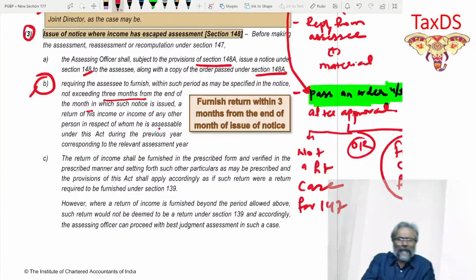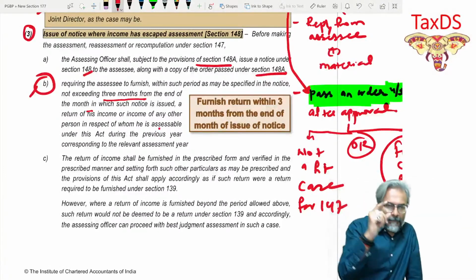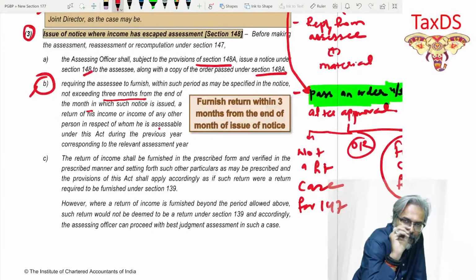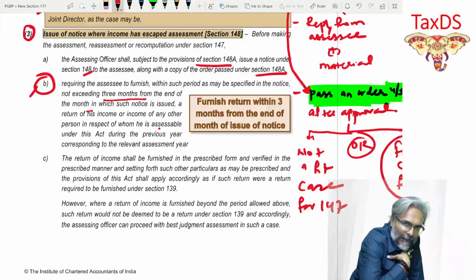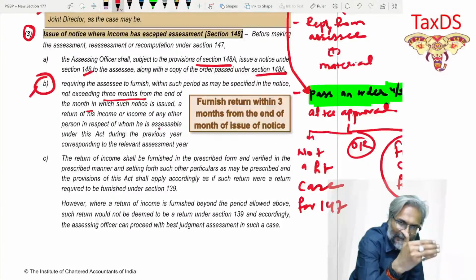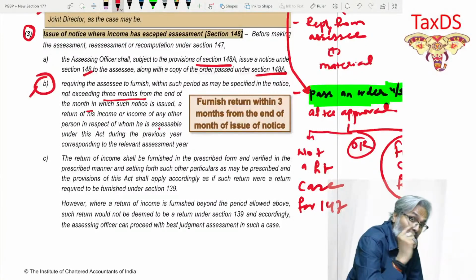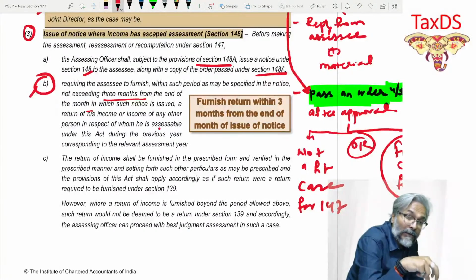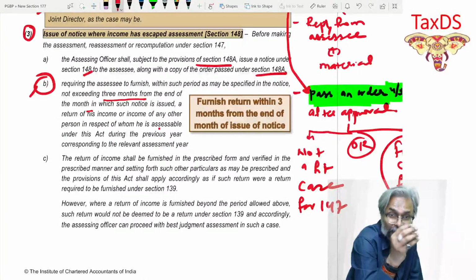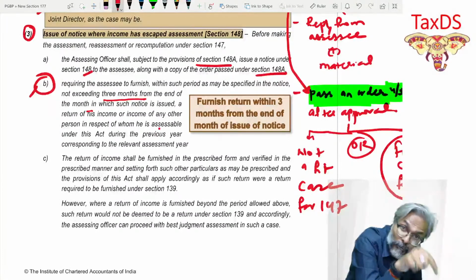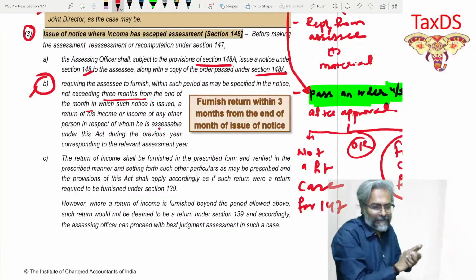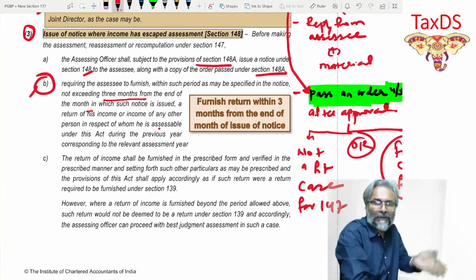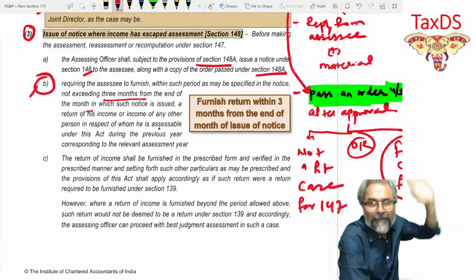Earlier, students, there was no time limit. Be careful. See what used to happen earlier. Once I gave the notice of 148, in that notice I would call the assessee to file the return of income for the relevant AY. In that notice itself, I used to tell the assessee within how much time from the receipt of the notice the assessee is required to file the return. So in the notice I had to write, look, boss, within say 15 days, within 20 days, within 1 month from the receipt of this notice of 148, kindly file the return for that relevant AY.